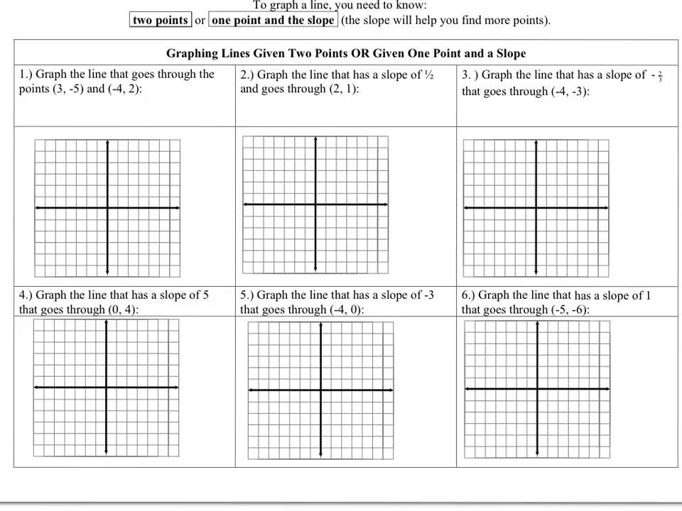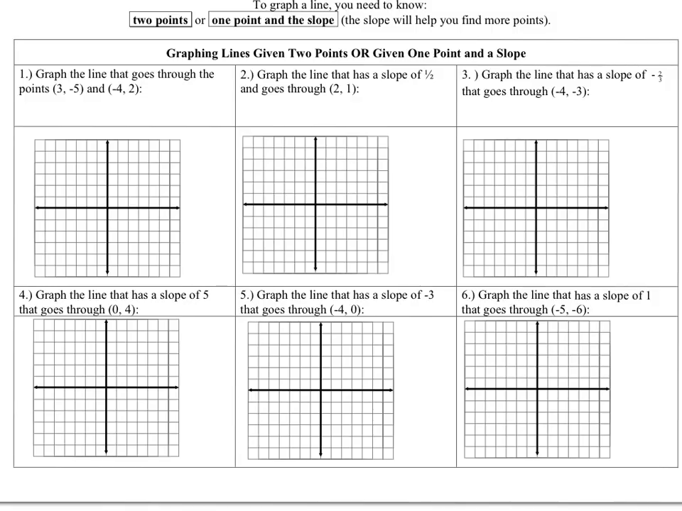Okay, welcome back. So now this sheet is meant to actually just talk about all of the different ways that we can graph and have most of it all on one sheet. So basically to graph any line, you need only 2 points. Like if you're given just 2 points, you just graph those 2 ordered pairs and you draw a line. Or you can be given 1 point and the slope. And the slope is going to help you find more points. So let's go ahead and do a couple of these together.